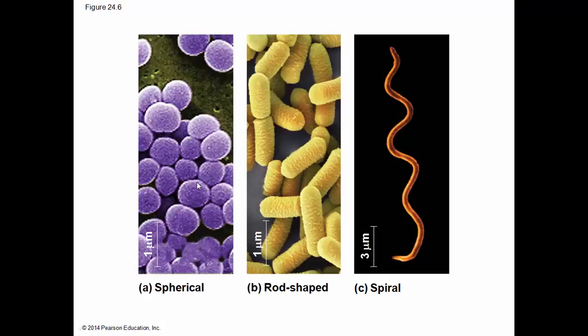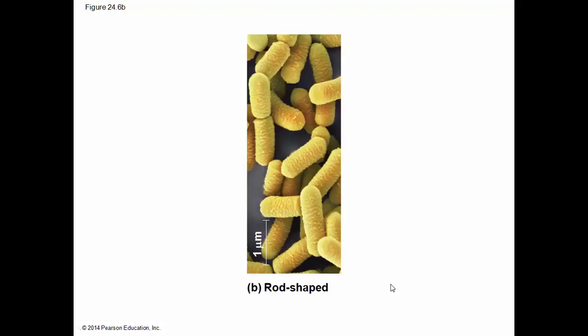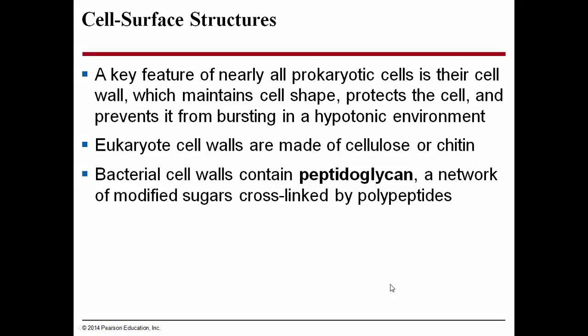Okay, so here's the spherical bacteria, rod-shaped bacteria, and spiral bacteria. Cell surface structures. A key feature of nearly all prokaryotic cells is their cell wall, which maintains cell shape, helps protect the cell, and prevents it from bursting in a hypotonic environment.